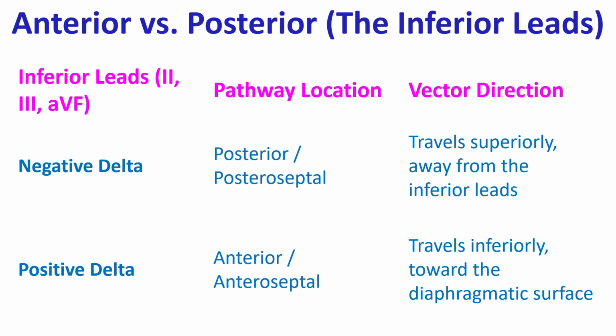Leads 2, 3 and aVF act as the floor of the heart. They determine the pathway's position along the superior-inferior axis. Negative delta in the inferior leads means pathway location posterior or posteroseptal. The vector travels superiorly, away from the inferior leads. Positive delta means pathway location anterior or anteroseptal. The vector travels inferiorly towards the diaphragmatic surface.